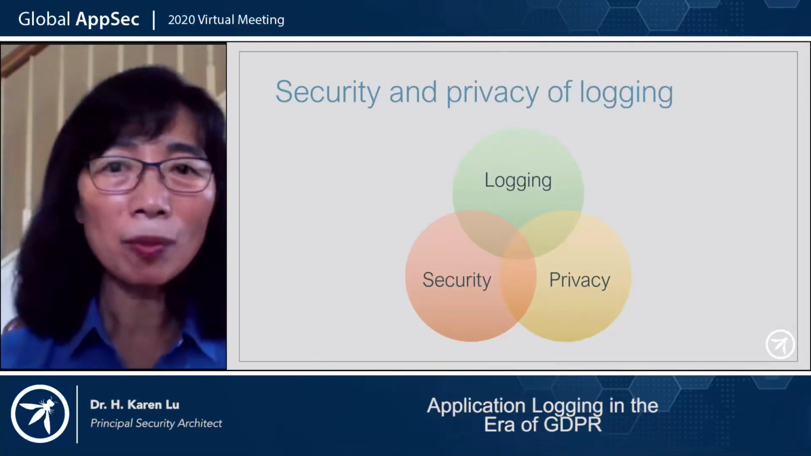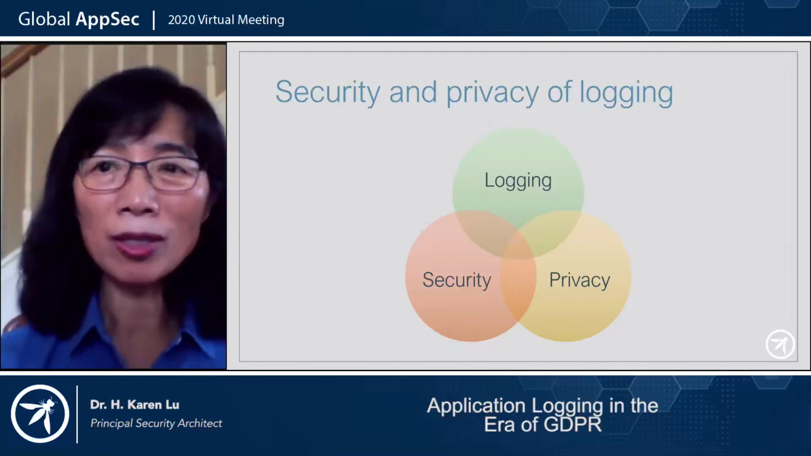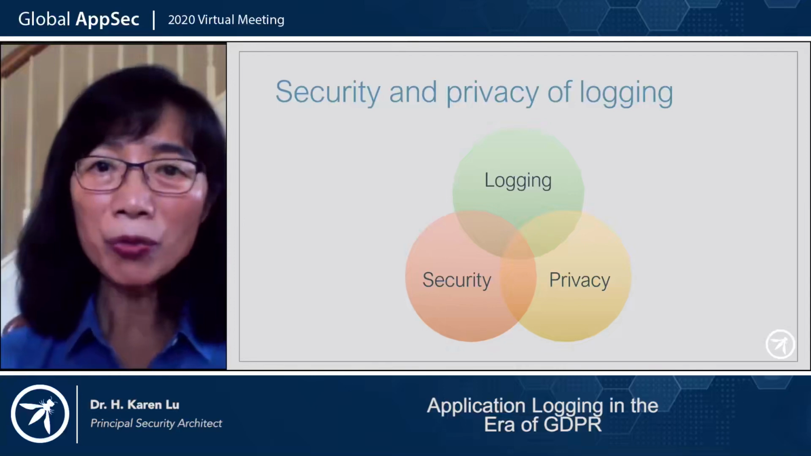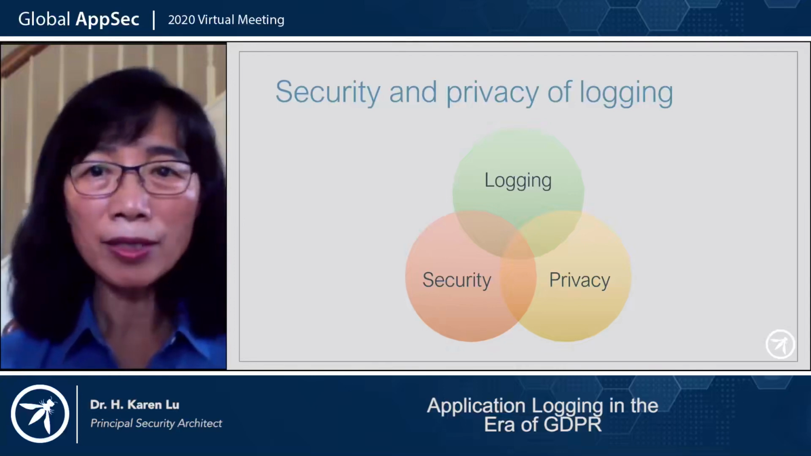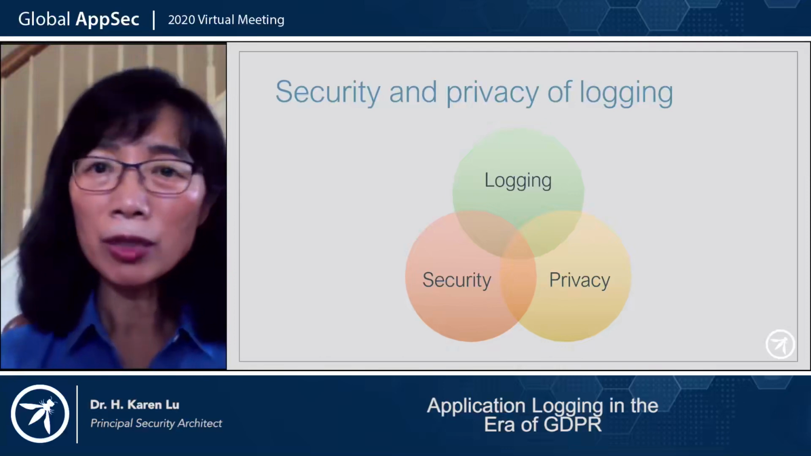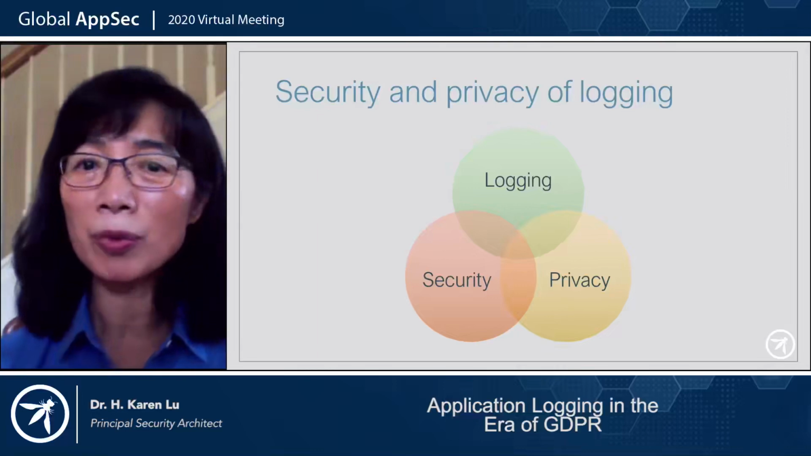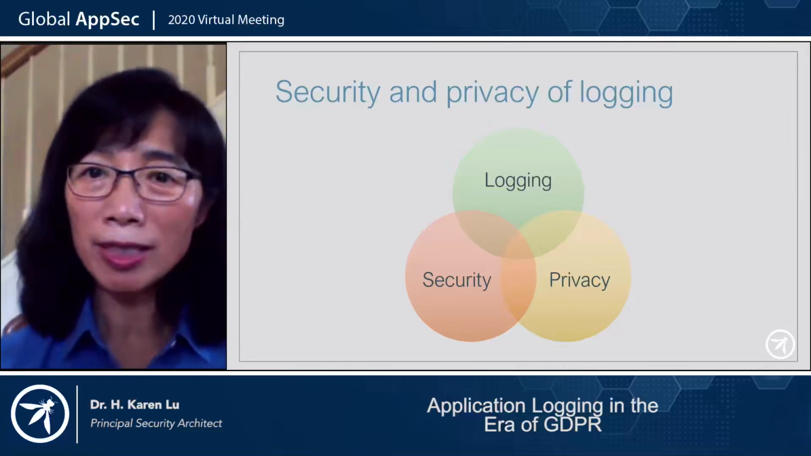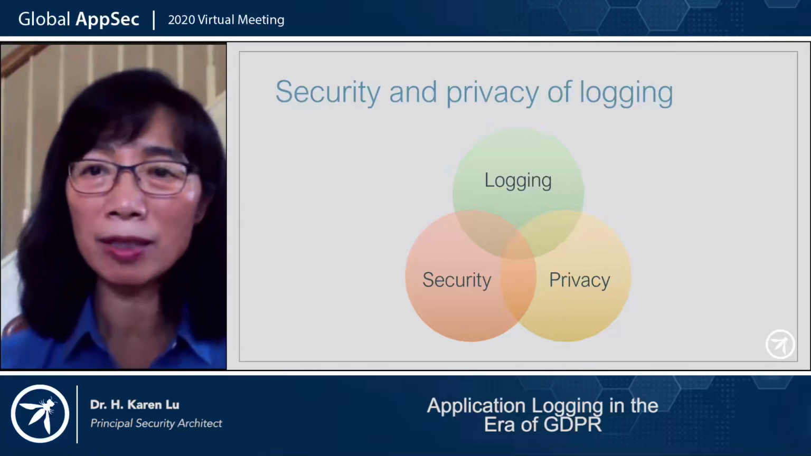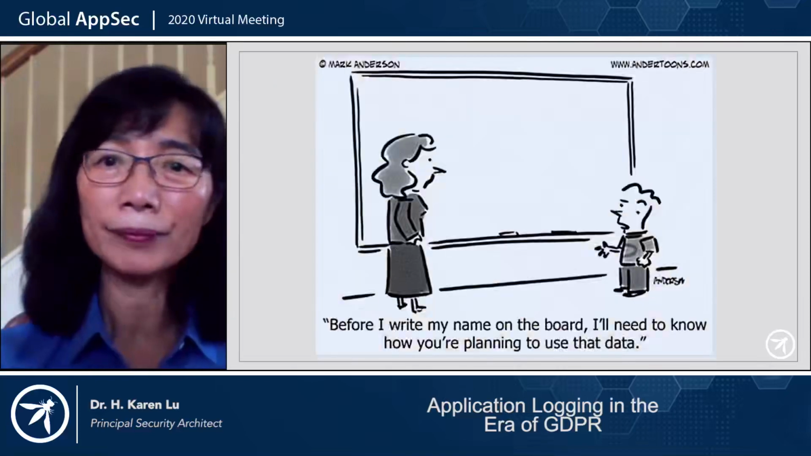Security logging is about what to log for security purposes, for forensics and audits. Security of the logging is about log stream protection. Logging, regardless of whether it is for security or not, needs to consider privacy because logged data may contain personal data which may be subject to privacy laws.